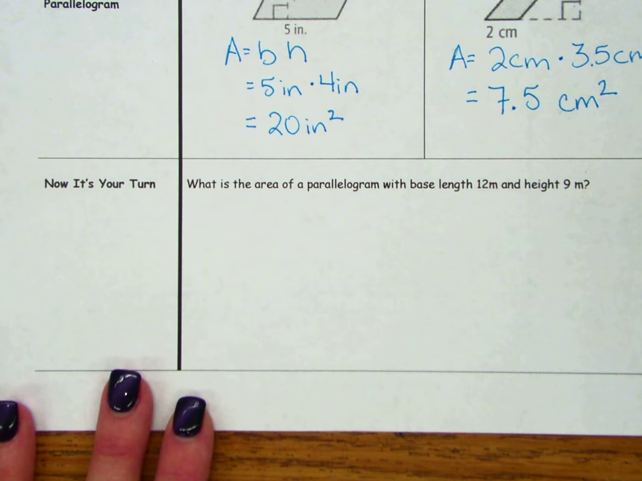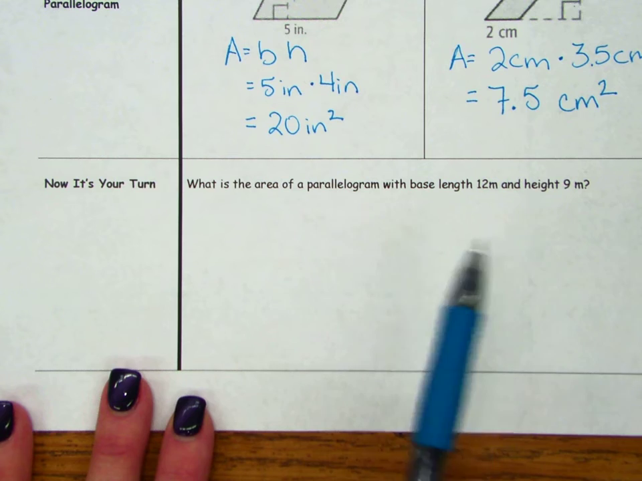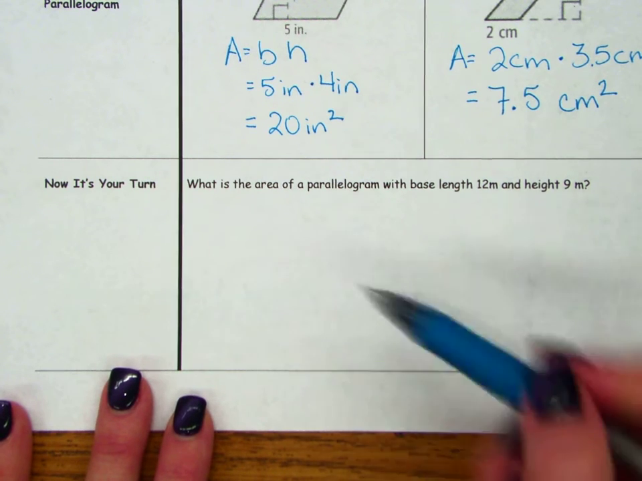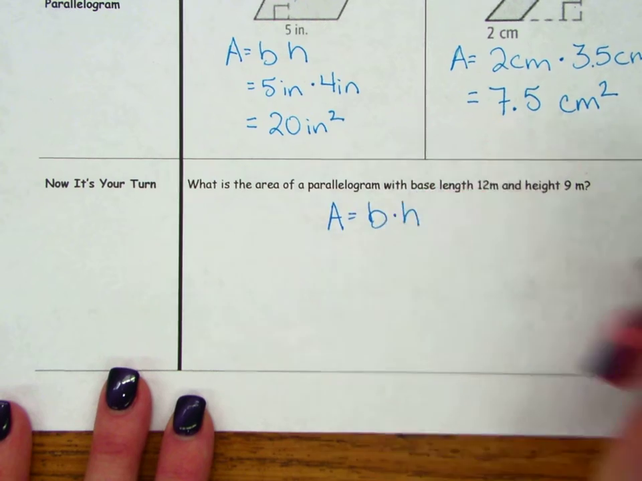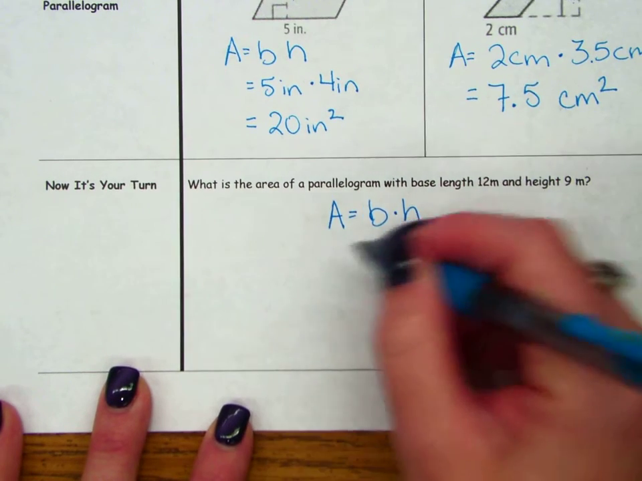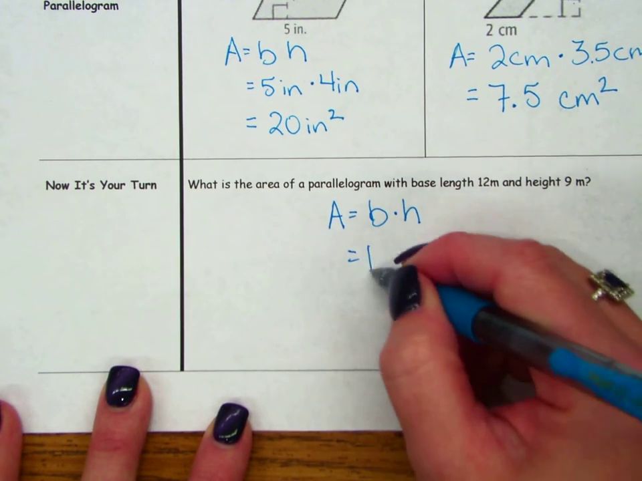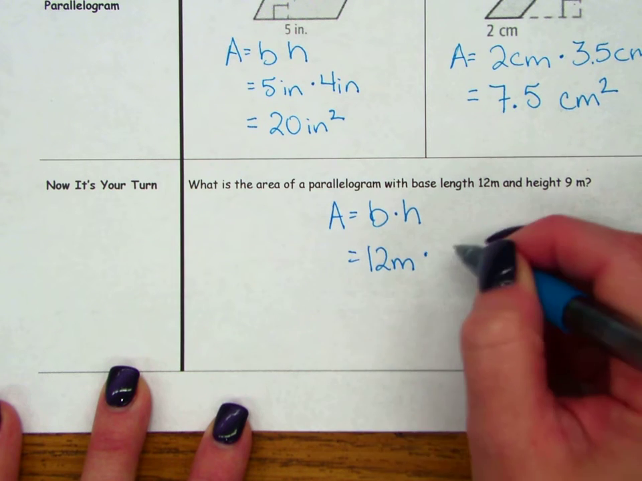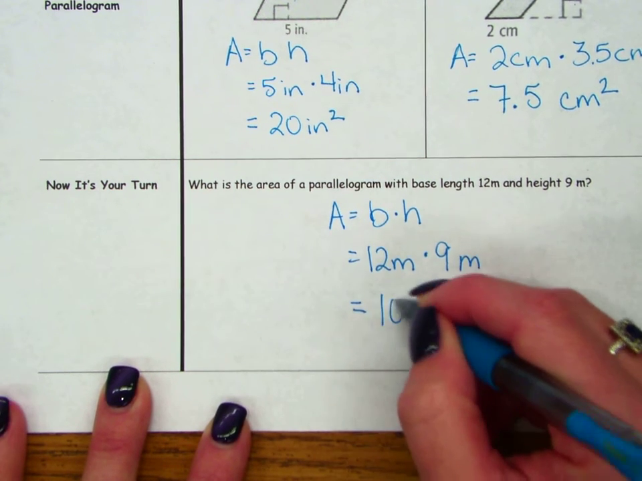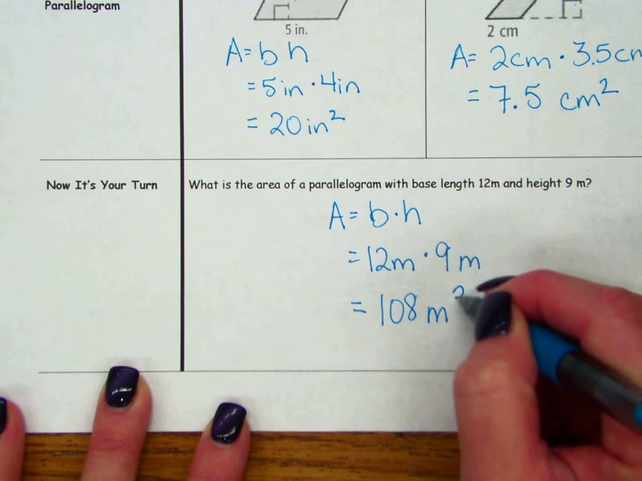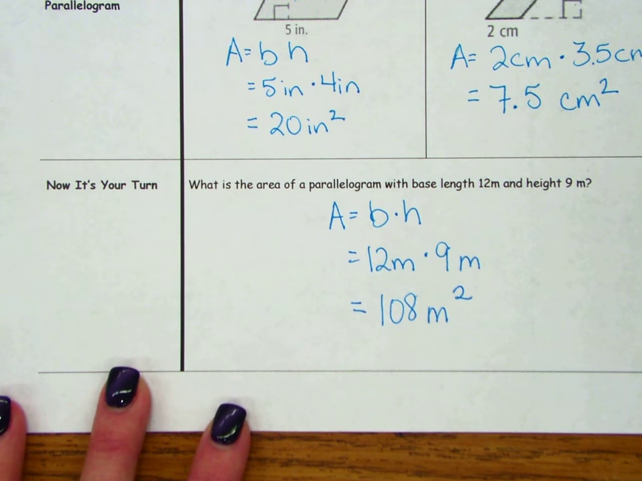All right, so what you should have gotten when you found the area of this parallelogram with a base length of 12 meters and a height of 9 meters. So your area equals base times height. So your area is equal to the base length, which is 12 meters, times your height of 9 meters. So your total area is 108 meters squared.